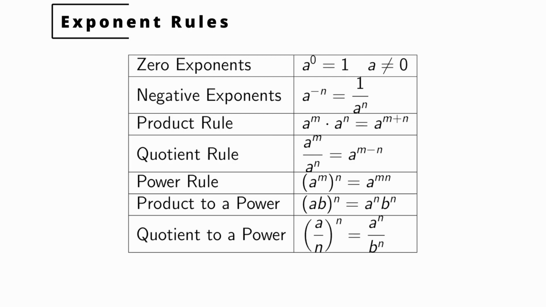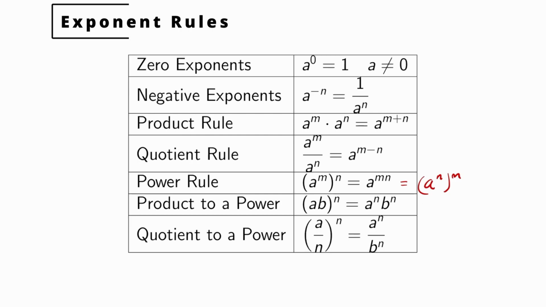Now, for the quotient rule, if you have a division of exponential expressions, and again the base is the same, a to the m divided by a to the n, you simply subtract exponents. So you get a to the m minus n. We have the power rule here. If you take a to the m and raise the whole exponential expression to the nth power, you simply multiply the exponents. This would also be the same as a to the nth power raised to the mth power, which can be a useful fact.